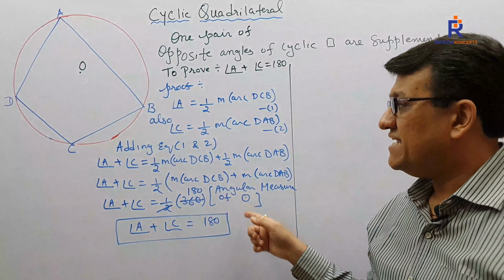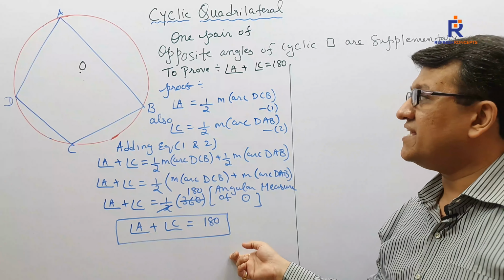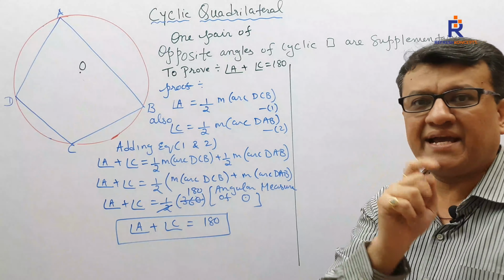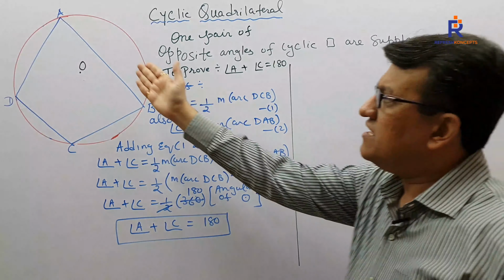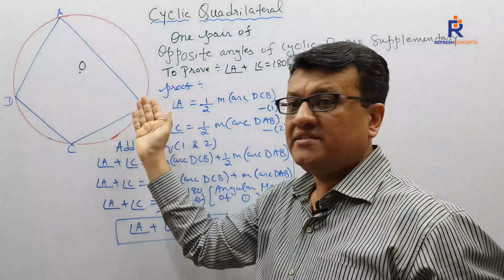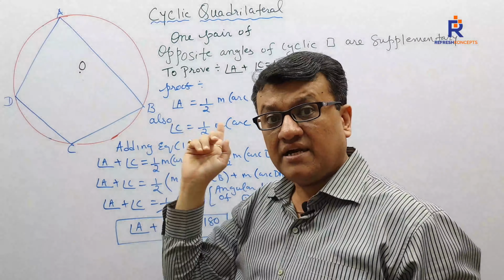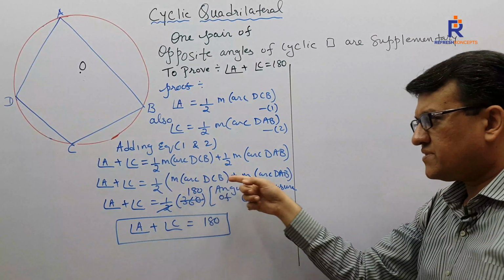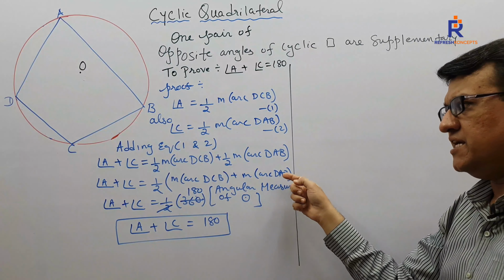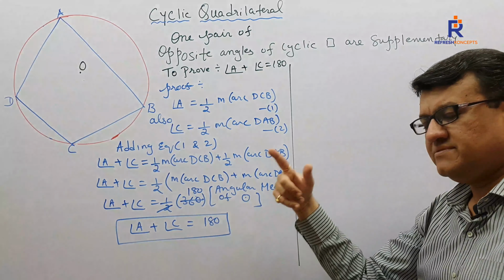So this was in context to what? This was in context to the intercepted arc. Inscribed angle is half the intercepted arc. A is half of DCB, C is half of DAB. Add them together, A plus C is arc DCB plus arc DAB, that is nothing but the entire circle, divided by 2.